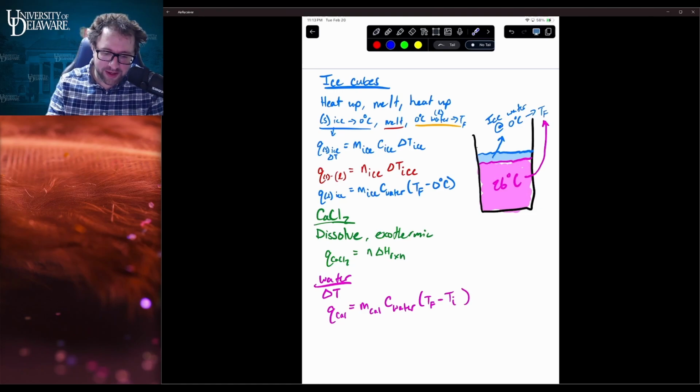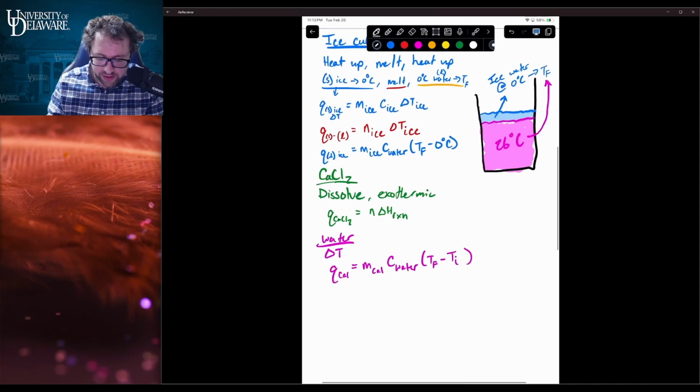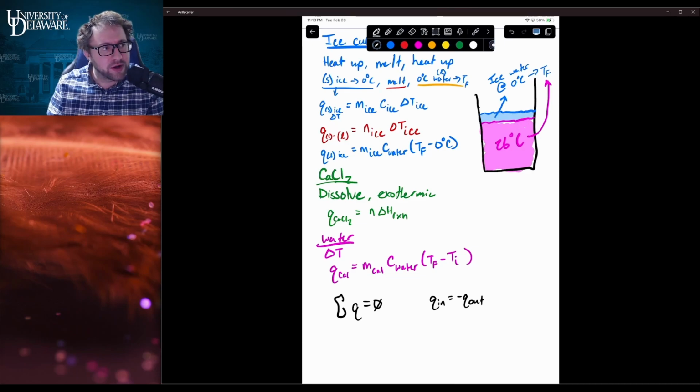So we know that by conservation of energy, and I'm a big fan of this one, all the Q's add up to 0. You can also do Q in is negative Q out. That does require you to decide which of these are endo versus exothermic, which is a good mental exercise.